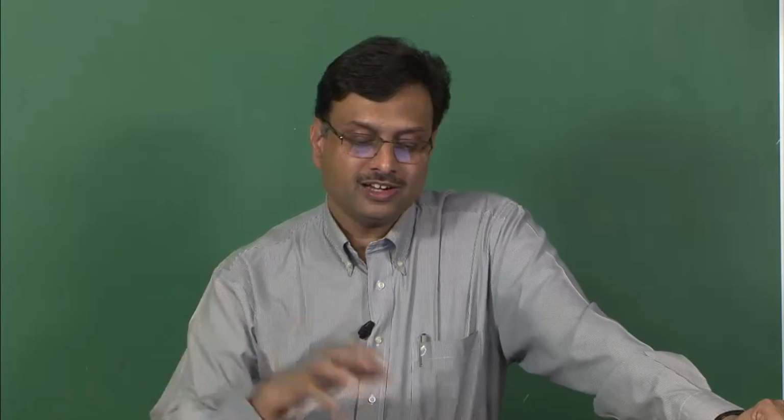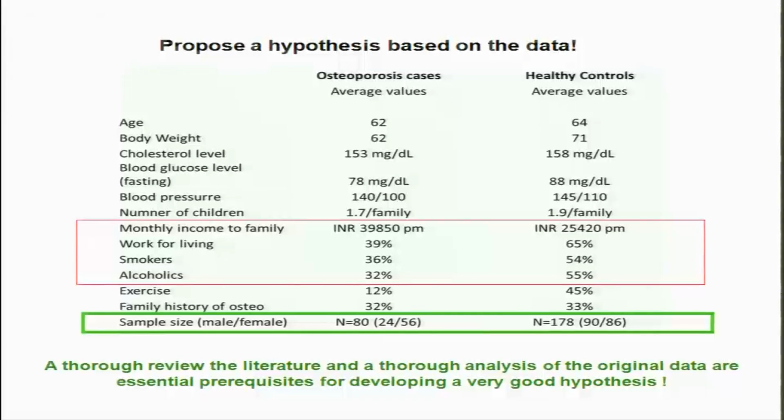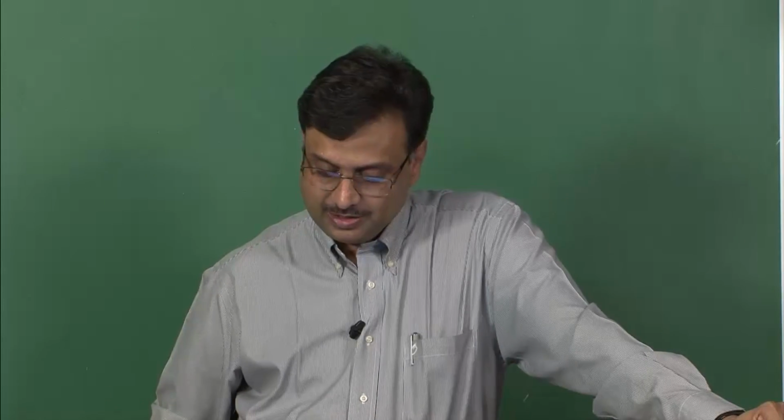If you look, for example, again at family income, here both of them are not working, therefore the income is low. In the healthy control, probably both of them are working, so the income is high. So here we know that if you're a female human, then you are at higher risk of developing osteoporosis because of the physiology, and indeed that's what is being reflected because there is a bias in the sampling. So this is what is important when you develop any hypothesis.